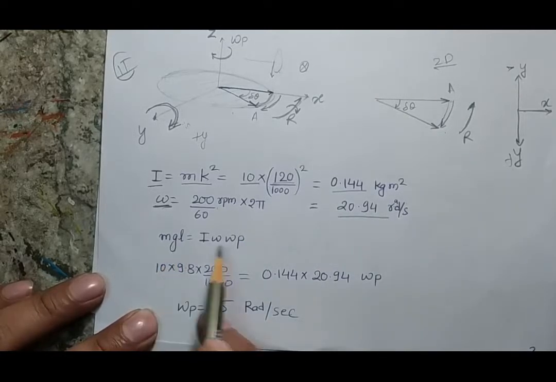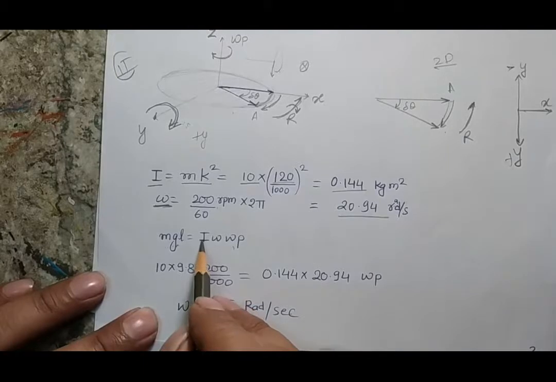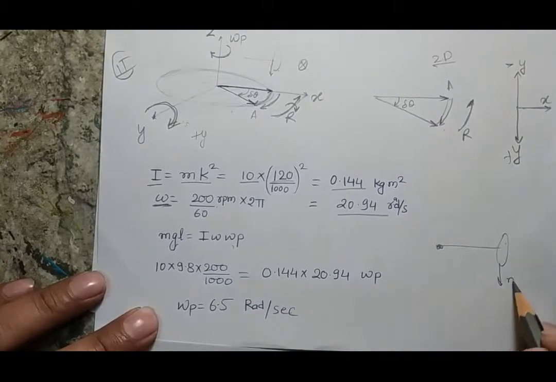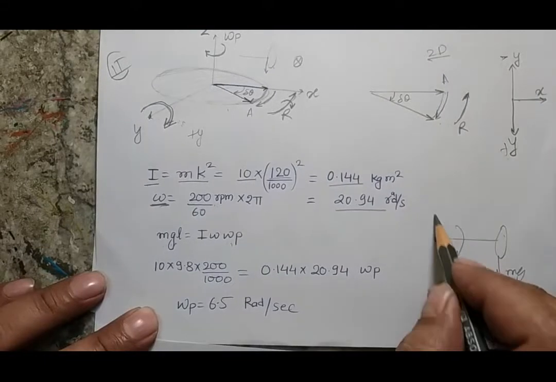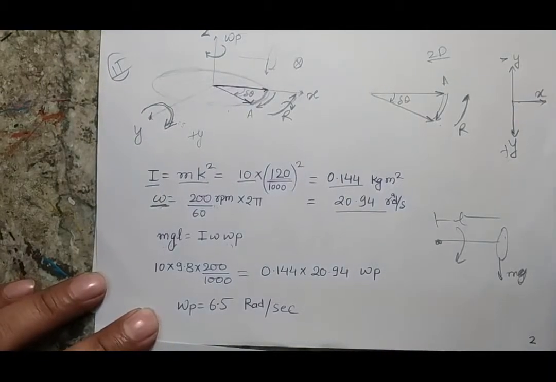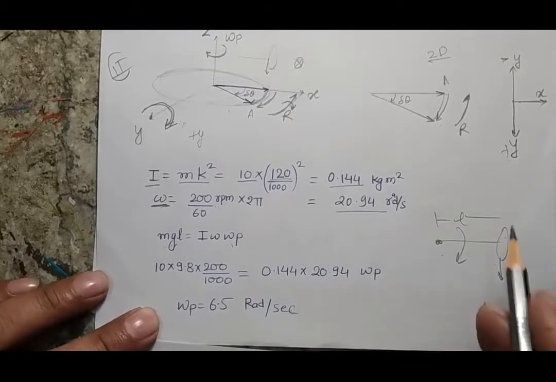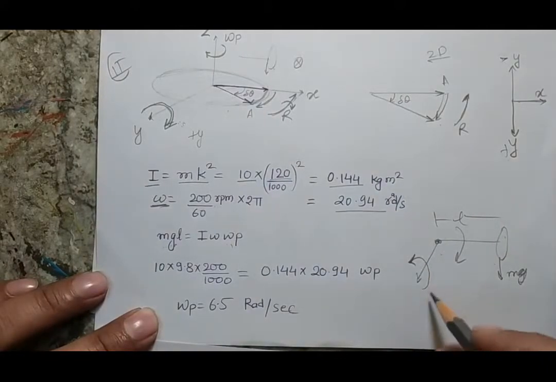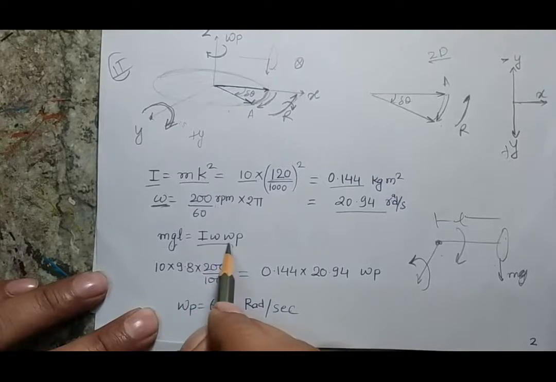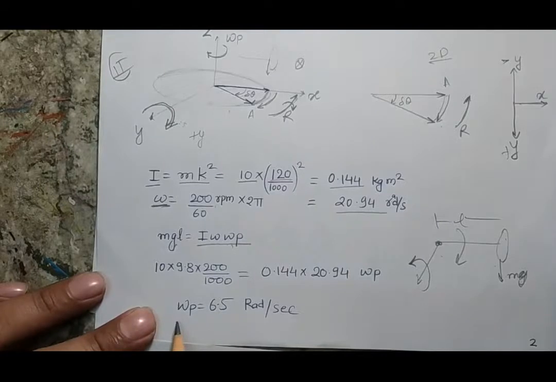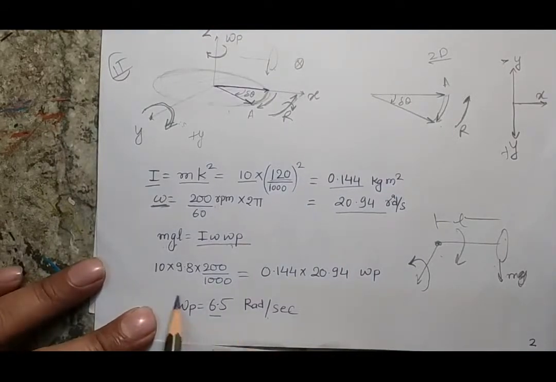And if I balance the two couples, because this is my rotor and the gravitational force is trying to move the rotor in this sense, and this is L. The couple because of the gravitational force will be mgl, and that mgl is going to be balanced by my gyroscopic couple, which is in the counterclockwise direction and defined by I omega p. When I balance these two, my precession rotation will be 6.5 radian per second.